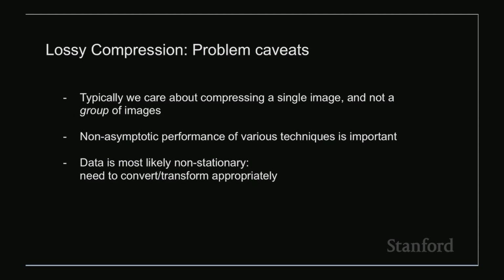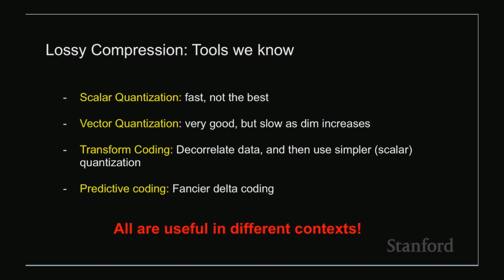All these artifacts do show up in compressors in different ways. And also the data is most likely non-stationary, right? You're not going to get IID pixel values in the images. So a transform, for example, is going to be a big help to decorrelate these pixel values. And we'll be using all the tools we know so far to build this compressor.